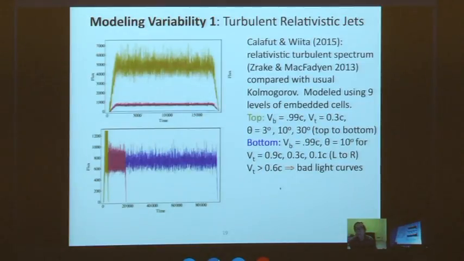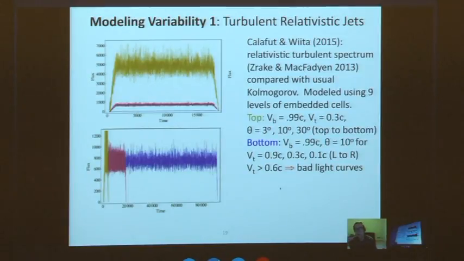This is some work that I've done with one of my students, Victoria Caliphate. We used a relativistic turbulence spectrum and compared that with the standard Kolmogorov spectrum. We assumed that we had a large cell that might be as big as the radius of a jet or a fraction of the radius of a jet, and then went down multiple layers of fluctuations where we would determine the velocity in each cell as a function of its size. And we see the output of that in the top image.